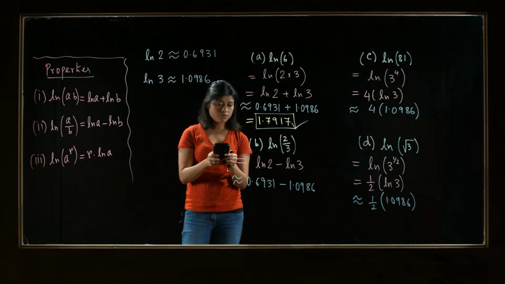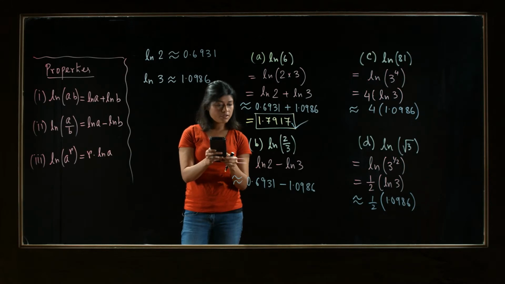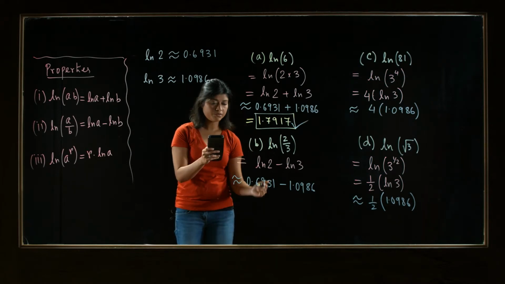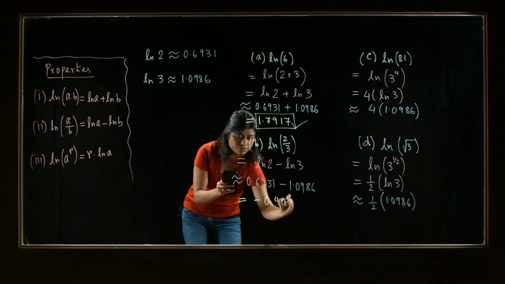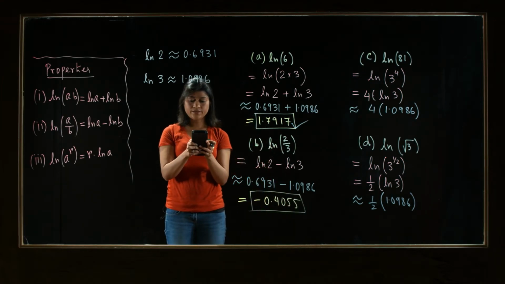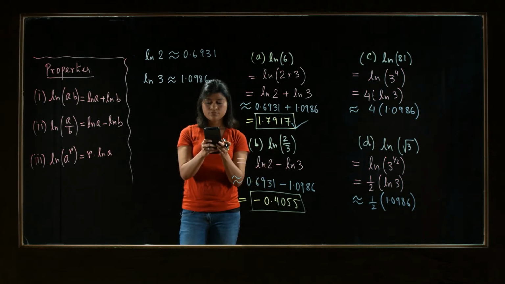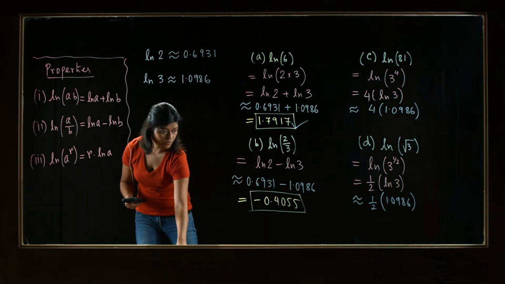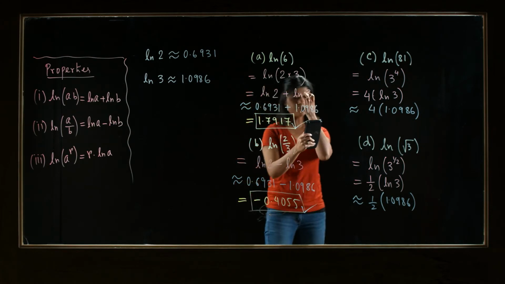Okay, let's move on to part B, and let's first plug in these two numbers. So 0.6931 minus 1.0986, and our value is negative 0.4055. Let's now check. Now plug in natural log of 2/3, and we get negative 0.40546. So this is also correct.